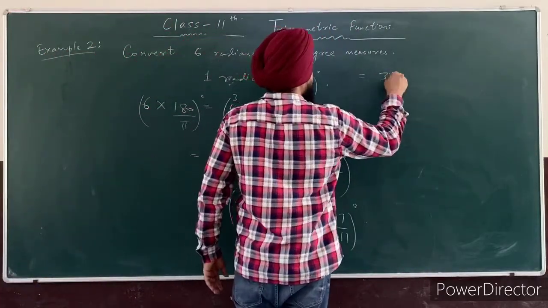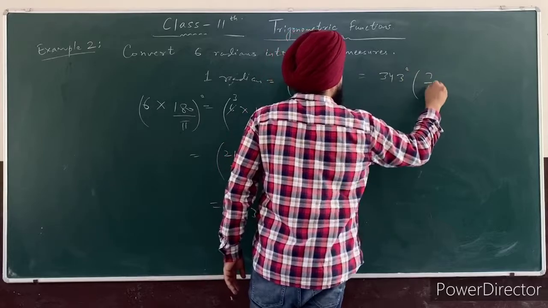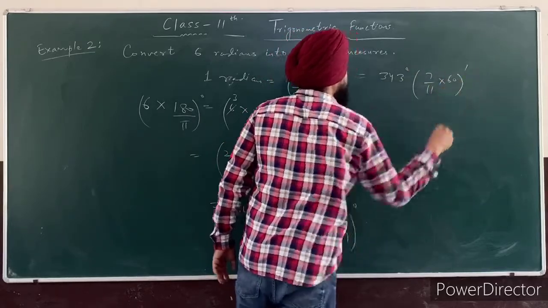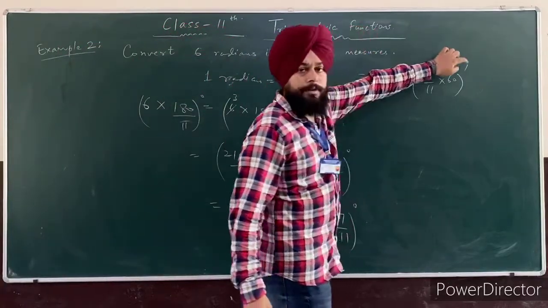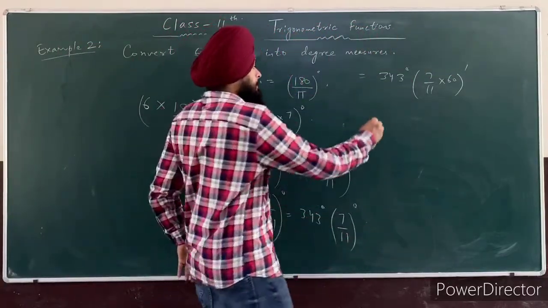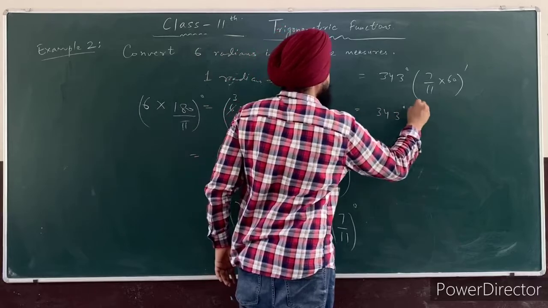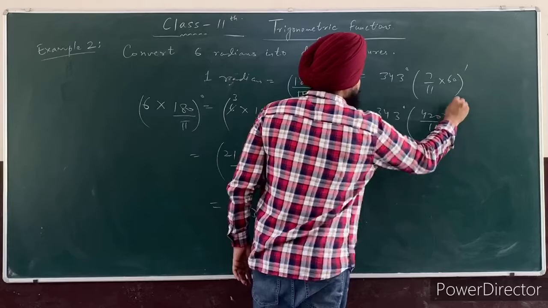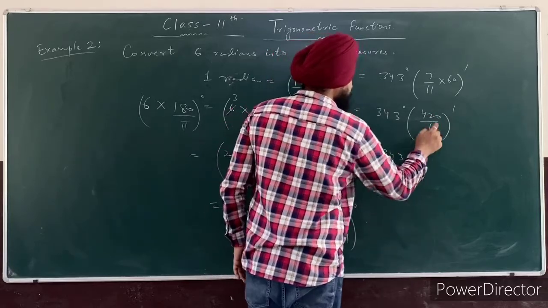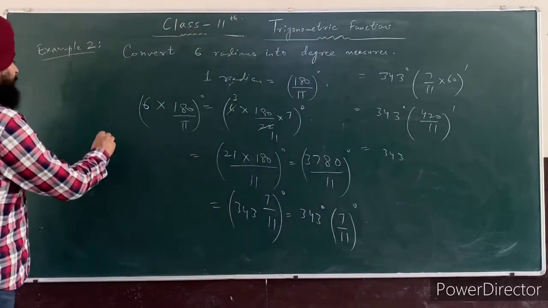So it is 343 degree, 7 by 11 into 60 minutes. This is the symbol of minute, a dash. Clear? So 343 degree, 6 sevens are 42, that is 420 divided by 11 minutes. Now we have to again divide this term, 420 by 11.